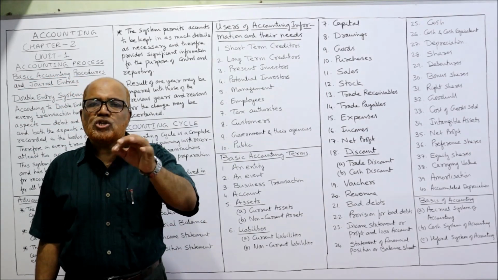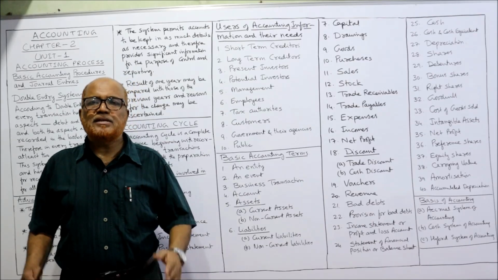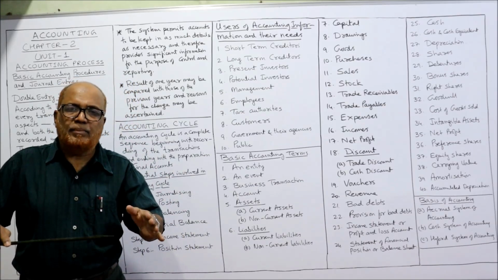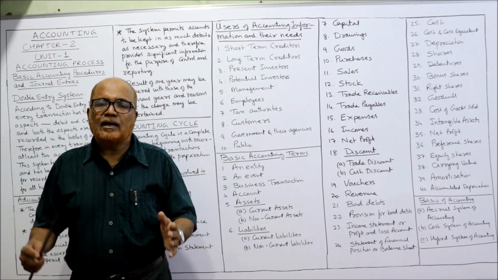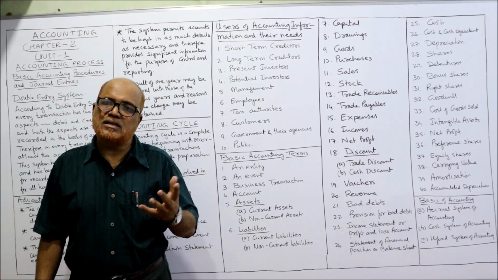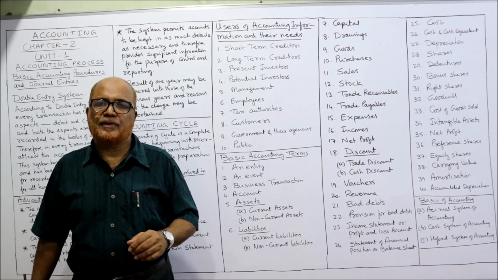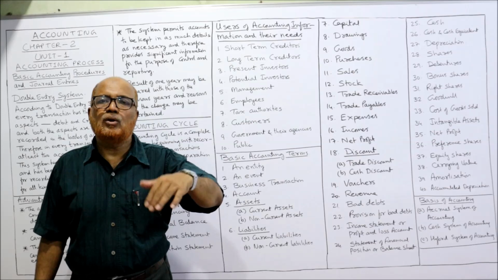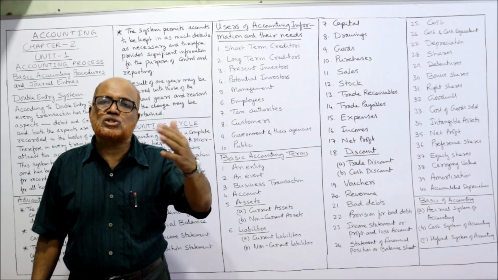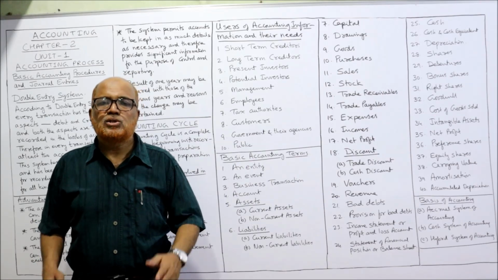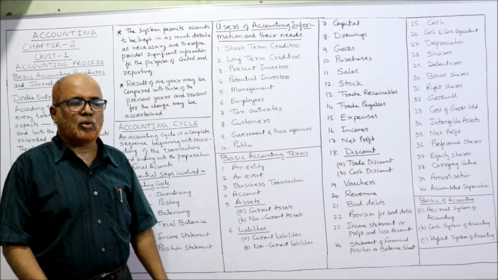Liabilities, the financial obligation of the business to outsiders. That means the amount due by the business to outsiders other than the owners. Like bank loan taken, that is a liability. Similarly, amount due to creditor is a liability. Amount due for taxes is a liability. Amount due for expenses, that's a liability. So any amount owing by the business to outsider is called a liability.